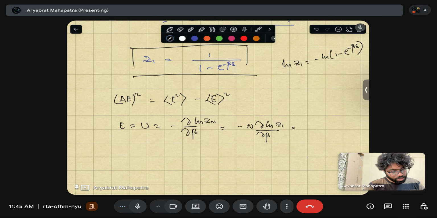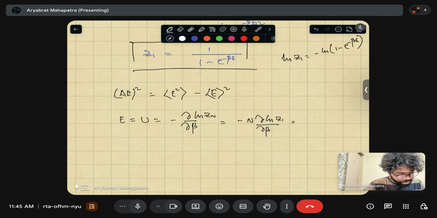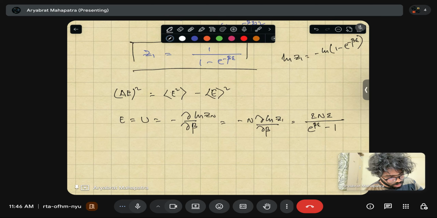Yeah, so this will give you something. If you just take the derivative simply, this will turn out to be 2n epsilon over exponential of beta epsilon minus 1. Yeah, so that is what you will get here.